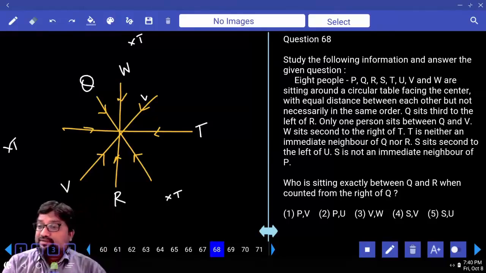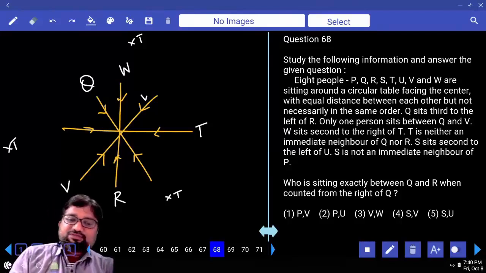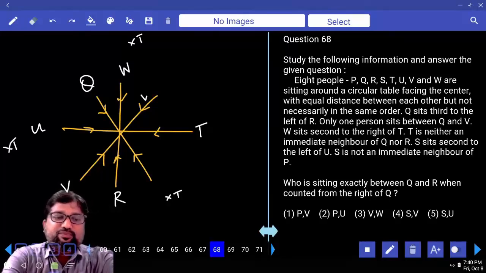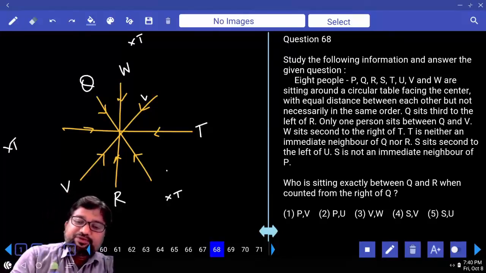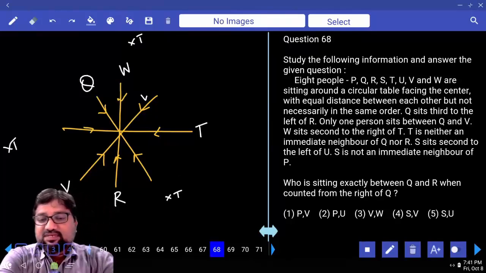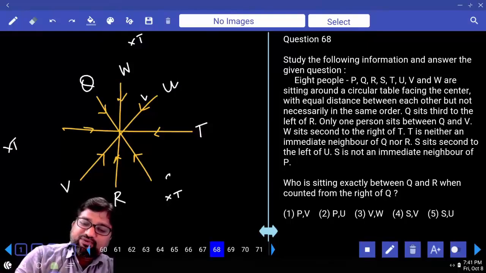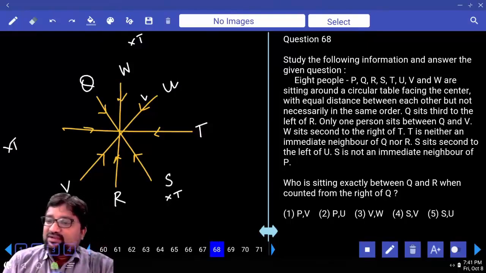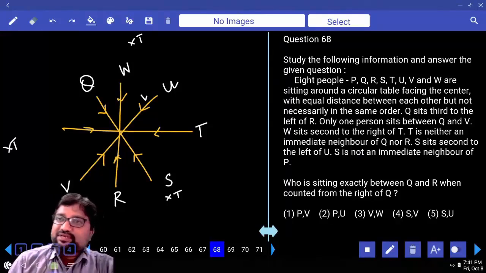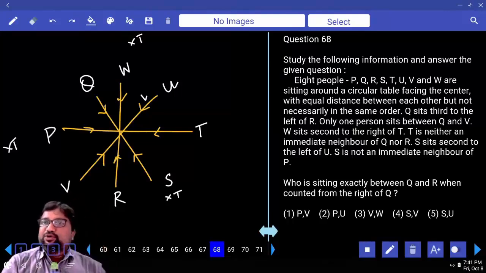What's the next point? S sits second to the left of U. So let me explore the possibilities. If I take U here, second left, no, it's not possible. U, second left is towards this side. It is not possible. There's only one possibility. S sits second to the left of U. This is S. What's the last point? S is not an immediate neighbor of P. So P has only one possibility. This is P. Is this clear to you all?